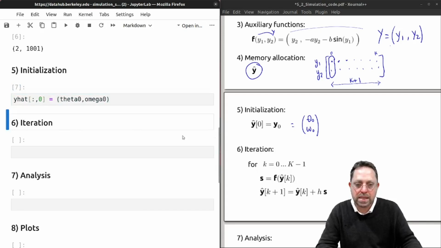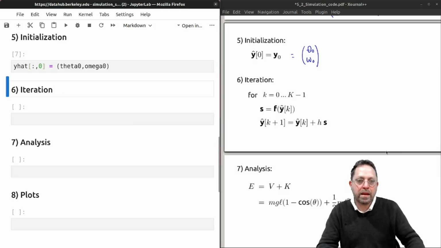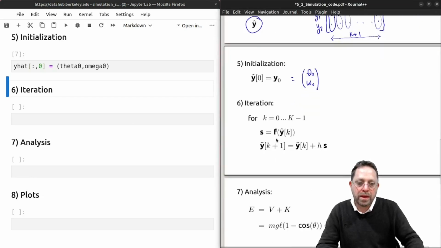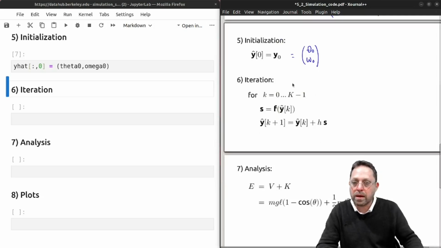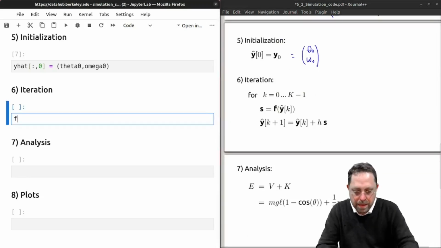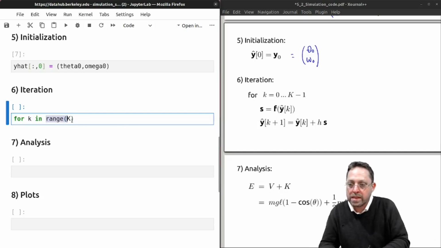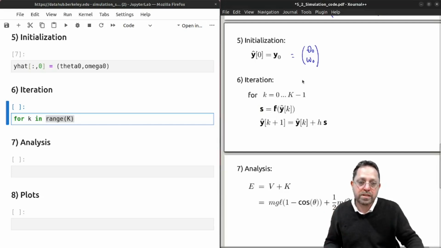Okay, that's the initialization. Now we get to the iteration through time. And here is where we are going to fill in all of the remaining columns up to the Kth column. And we do that with an iteration through k from 0 to K minus 1. And so we can implement that with for k in range of capital K. If you'll recall, the range built-in method generates integers from 0 to K minus 1.